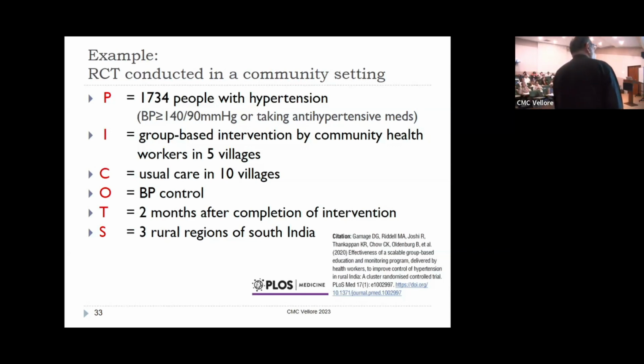And so the outcome was blood pressure control 2 months after completion of intervention and in 3 rural regions of South India. And, you know, people talk about a clinical trial in terms of the PICOT. They started off by saying it PICO, but then they added the T and I've added the S for the setting. So they had 1734 people with hypertension and they did it in villages.